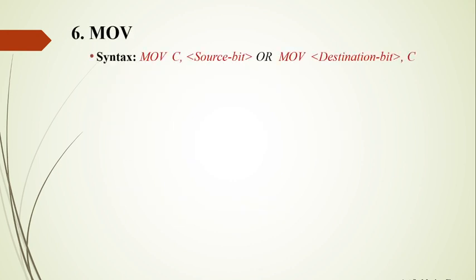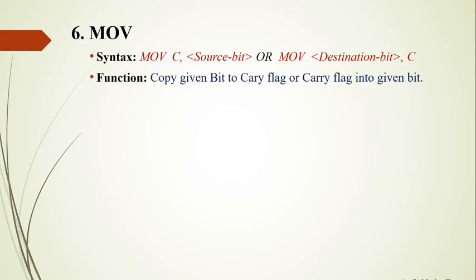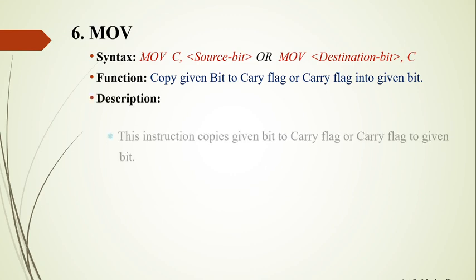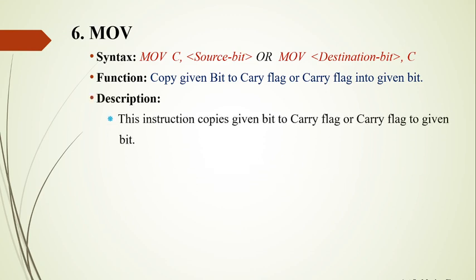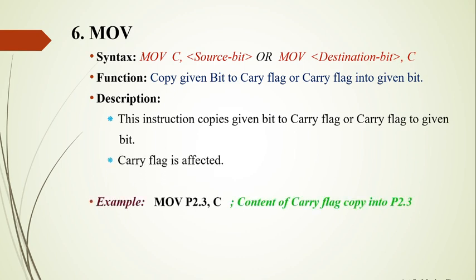MOV. So syntax for this instruction is MOV C, source bit or MOV destination bit, C. So here C may be destination bit or it may be a source bit. The function performed by this instruction is that it copies the given bit to carry flag or carry flag into given bit, and carry flag is affected during the execution of this instruction.